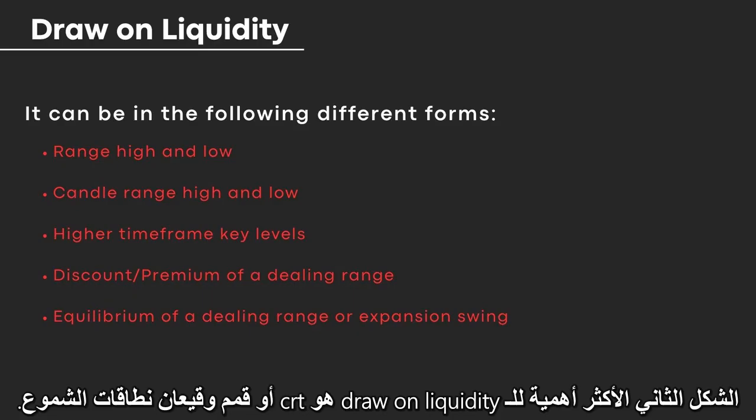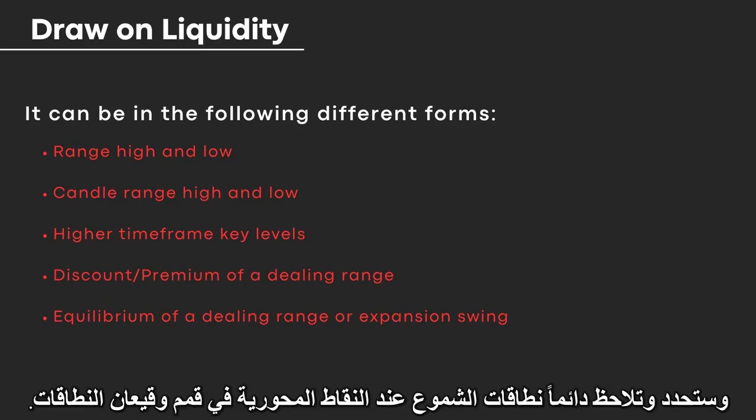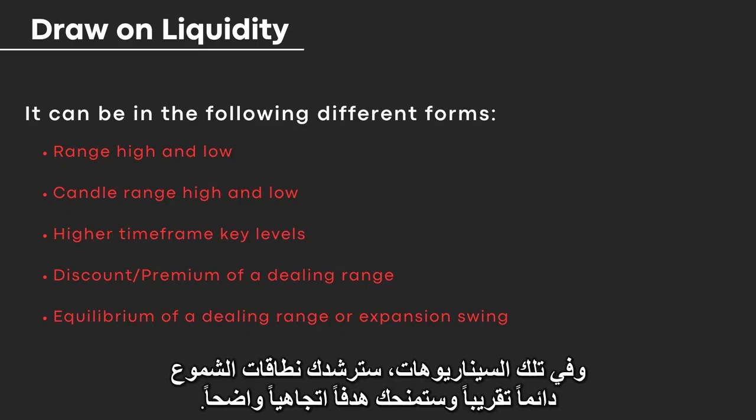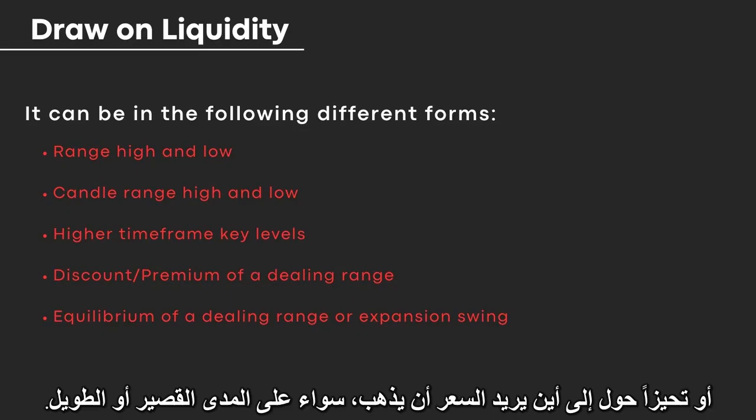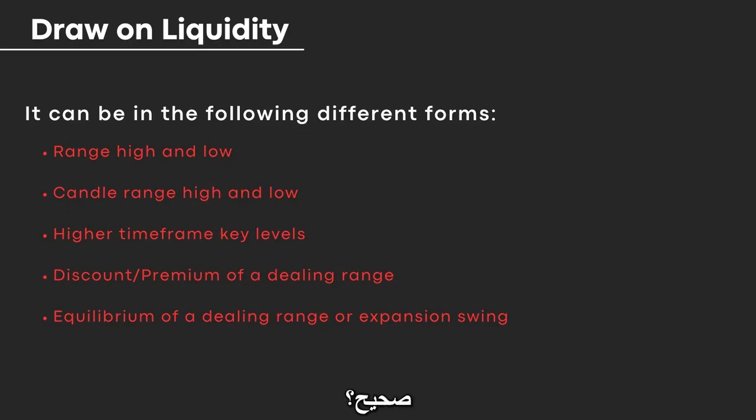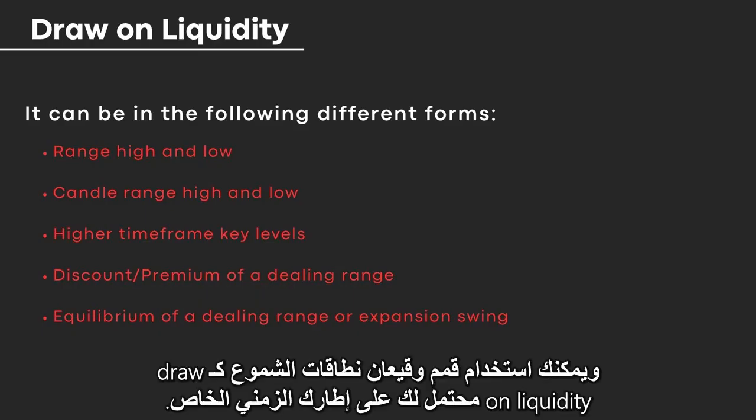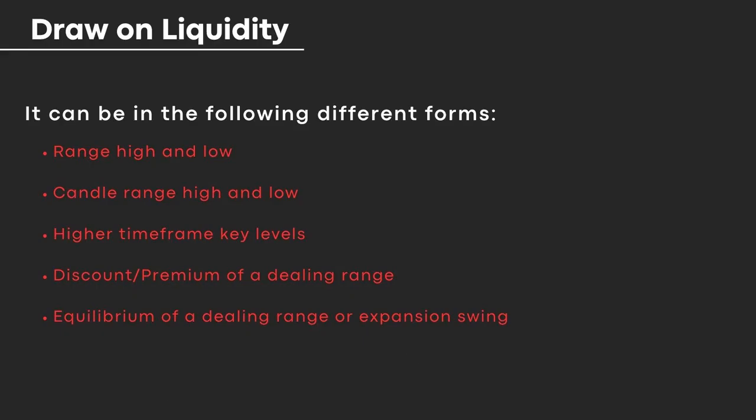The second most important form of drawn liquidity is CRT, or candle range highs and lows. You're always going to identify and notice candle ranges at swing points, at range highs and lows. In those scenarios, ranges will almost always guide you and give you a clear directional objective bias as to where price wants to go, both in the short term and in the long term, right? So you must be aware of all of this as well. And you can use candle range highs and lows as your potential drawn liquidity on your respective time frame accordingly.